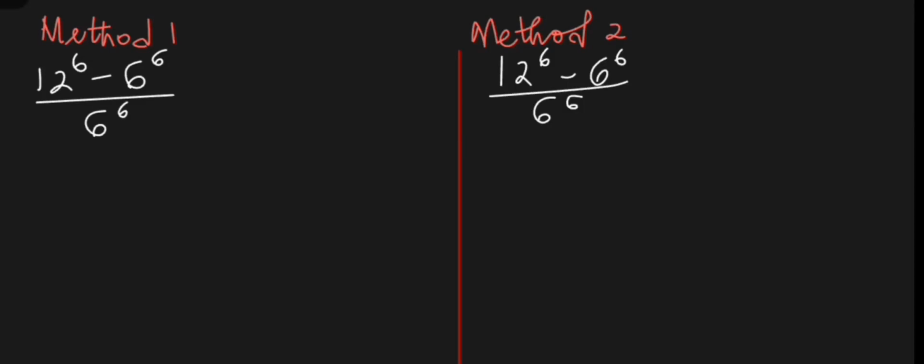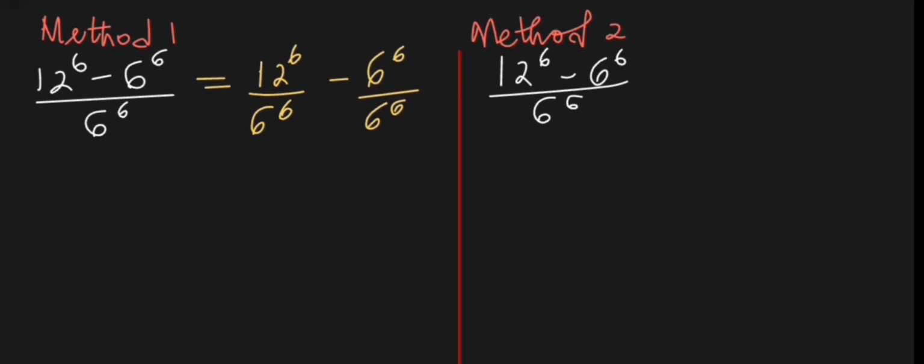In this video, we want to evaluate these rational expressions using two methods without the use of any calculator. Now to the first method, we split into partial fractions as 12 to the power of 6 over 6 to the power of 6, minus 6 to the power of 6 over 6 to the power of 6.